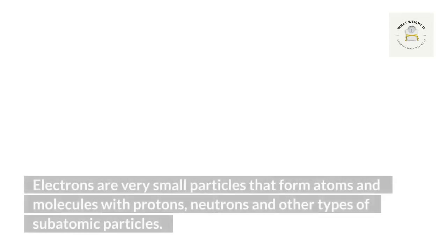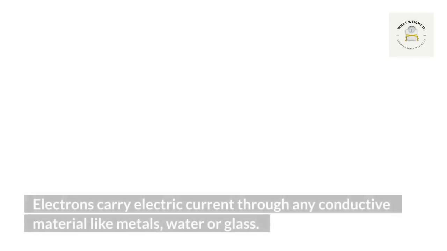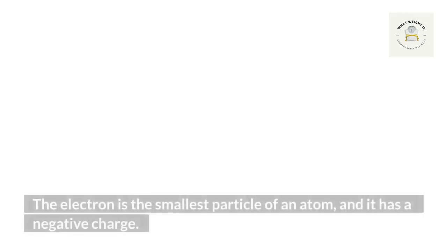Electrons are very small particles that form atoms and molecules with protons, neutrons and other types of subatomic particles. Electrons carry electric current through any conductive material like metals, water or glass. The electron is the smallest particle of an atom, and it has a negative charge.